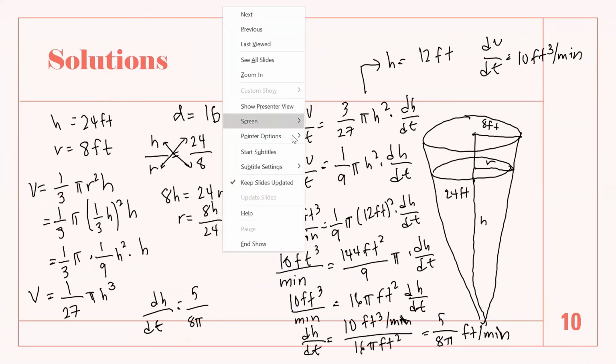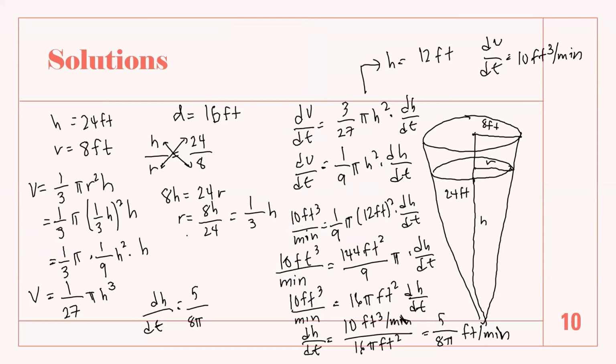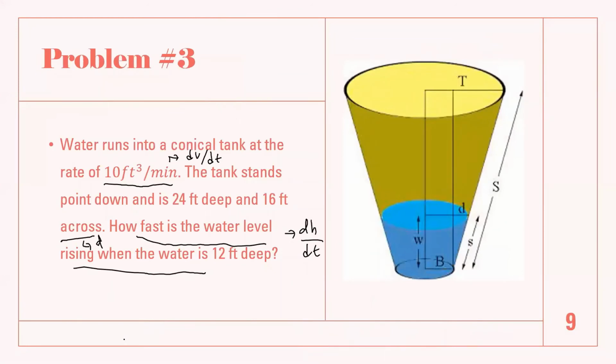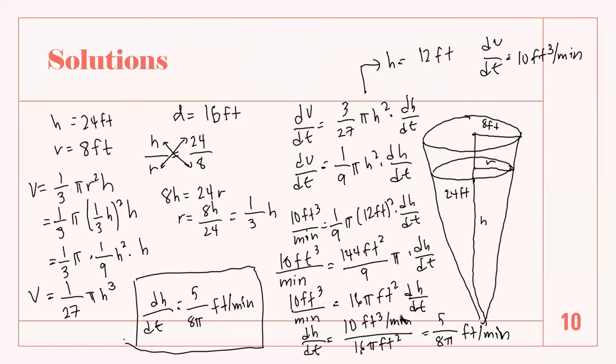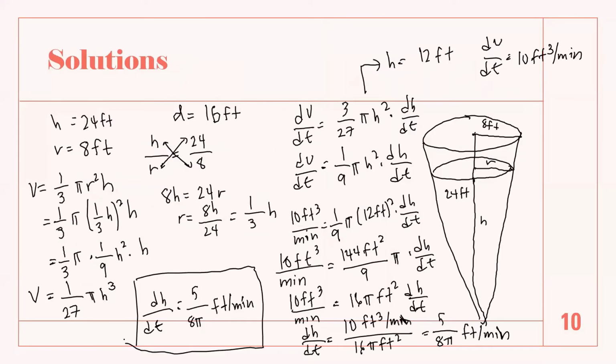Okay, so we can say that our dh over dt is 5 over 8 pi feet per minute. So we can say that the water level rises at the rate of 5 over 8 pi feet per minute.